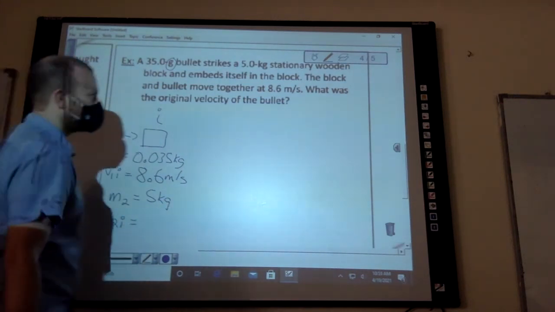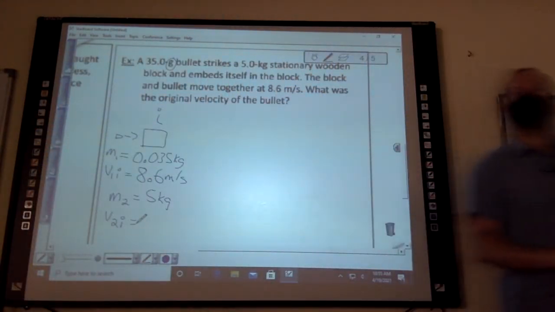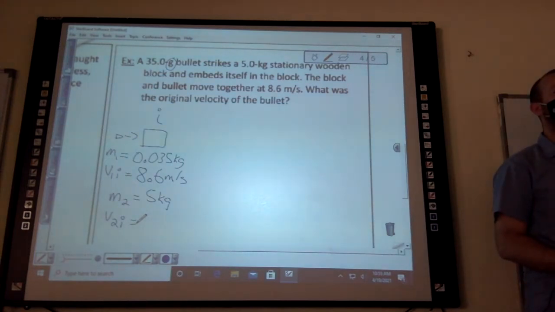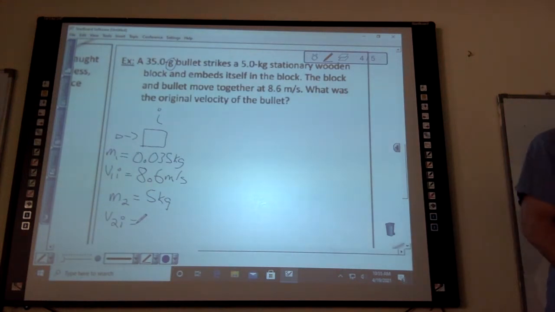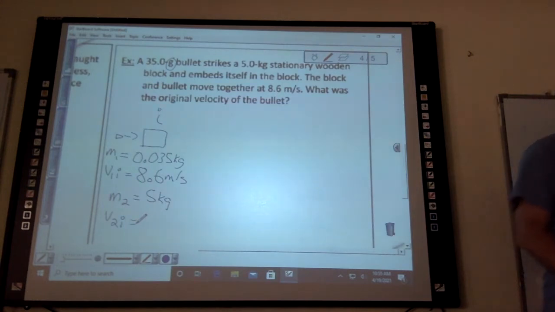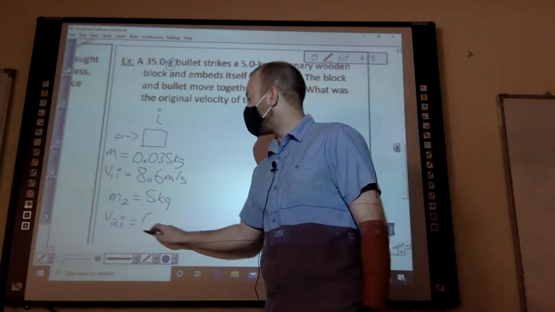And what's V2 initial? The bullet takes the block and keeps going. What's my V2 initial? I've got one person who's trying to answer my question. 0. Yeah, there we go. Second person figured it out.